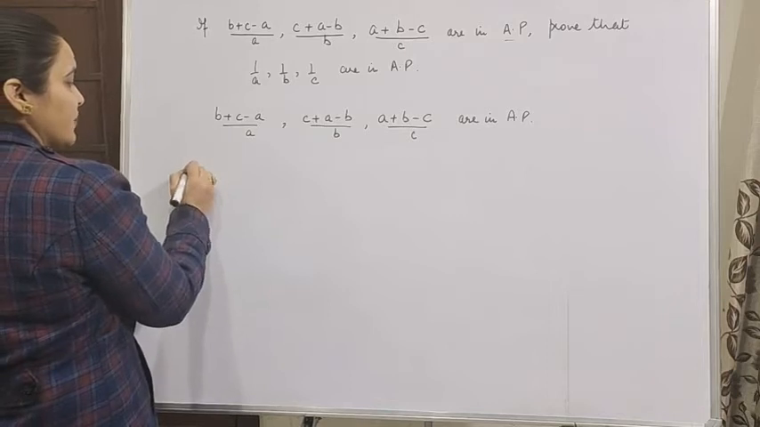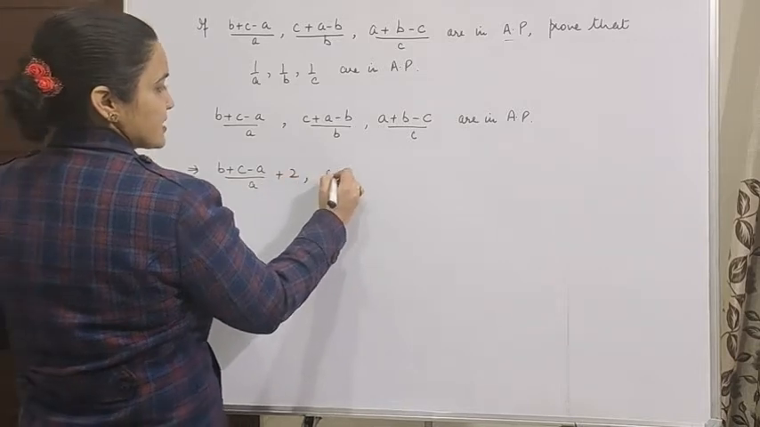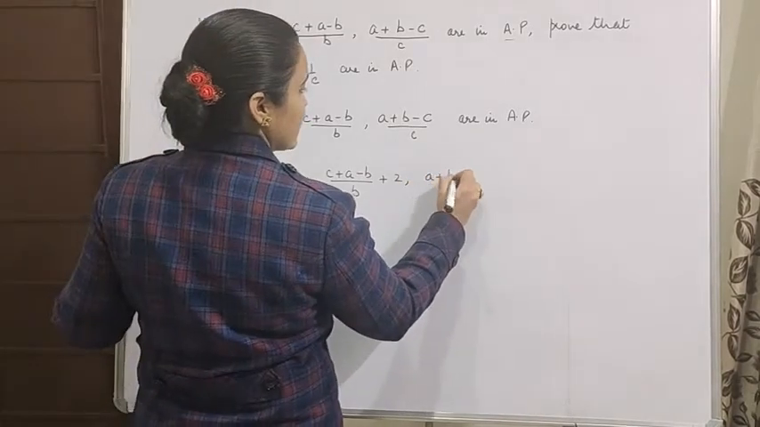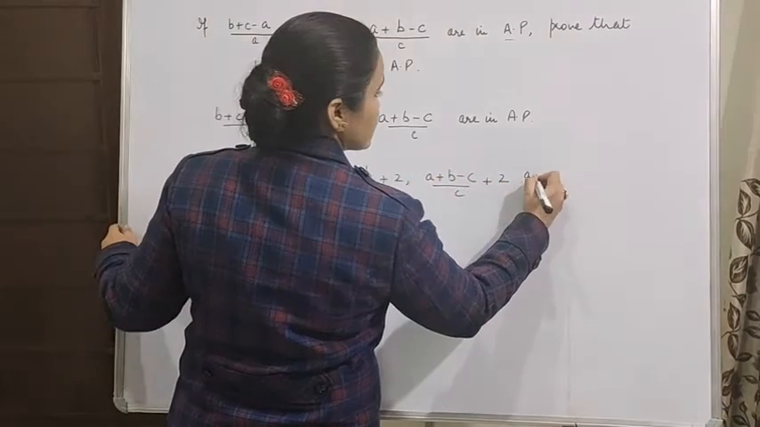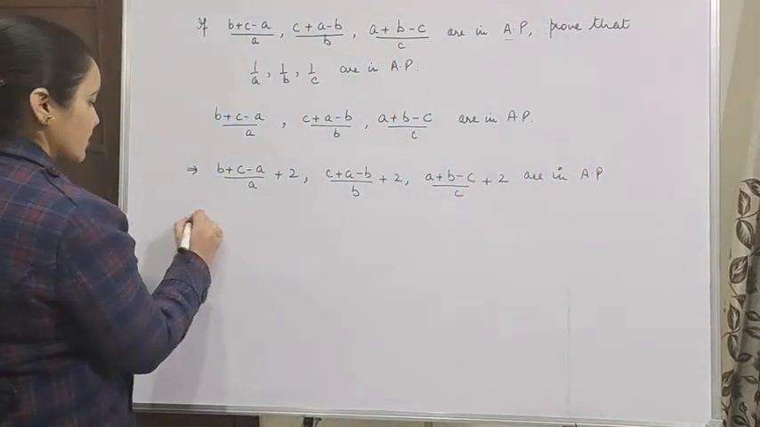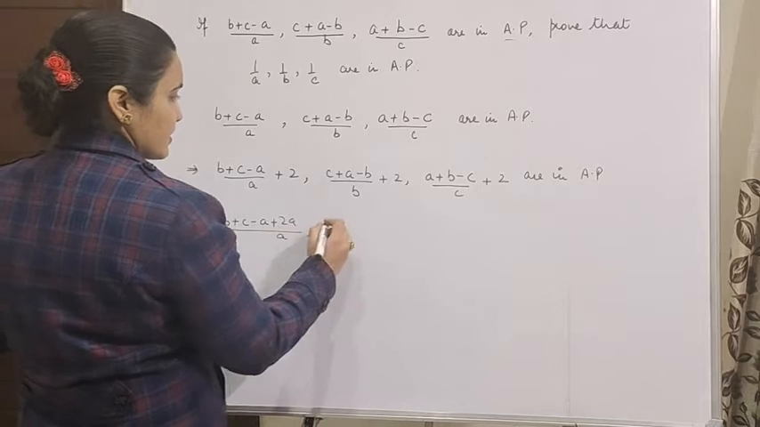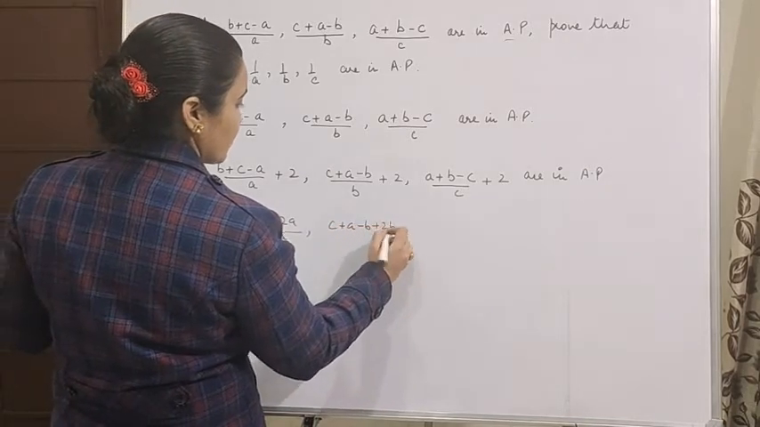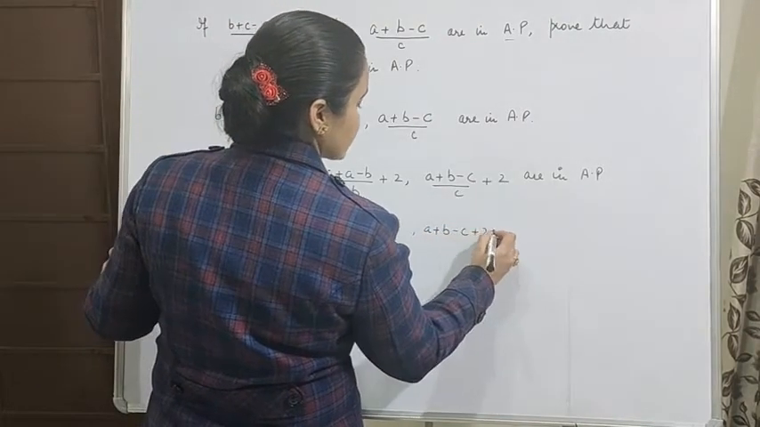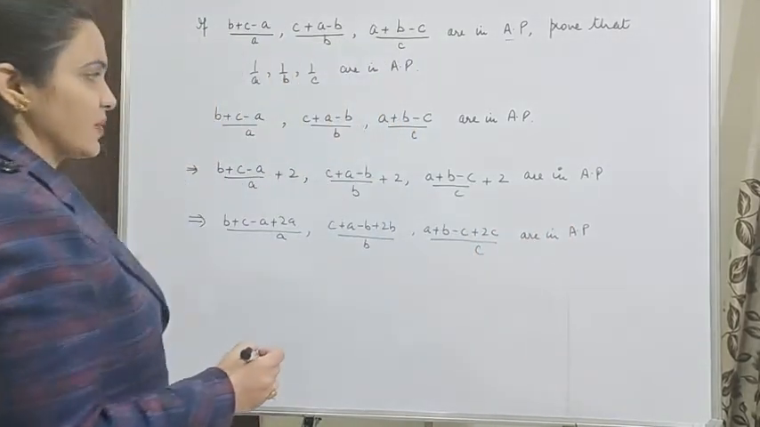So if these are in AP, this will imply (b plus c minus a) upon a plus 2, (c plus a minus b) upon b plus 2, and (a plus b minus c) upon c plus 2 are also in AP. तो ये भी AP में रहेंगी. So this will imply (b plus c minus a plus 2a) upon a, (c plus a minus b plus 2b) upon b, and (a plus b minus c plus 2c) upon c are in AP. So they will also remain in AP.